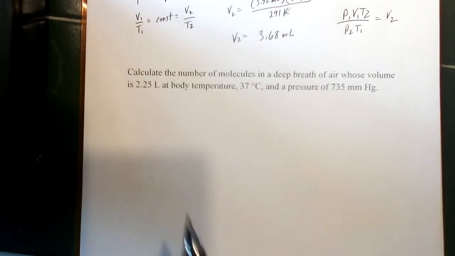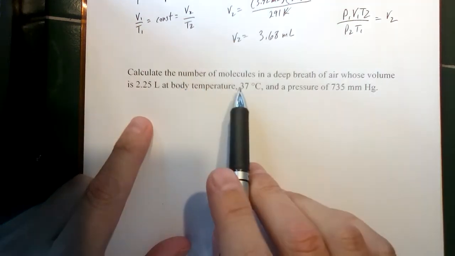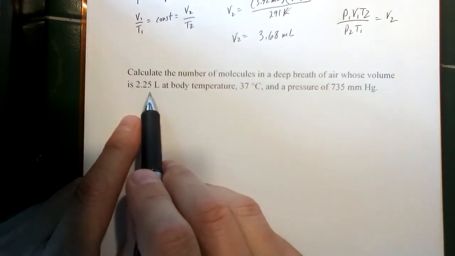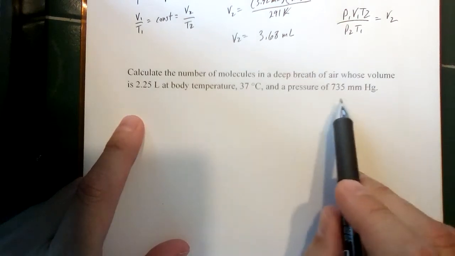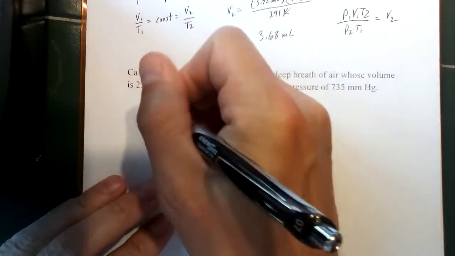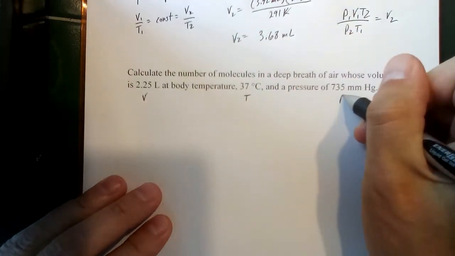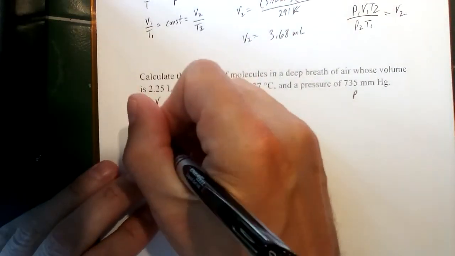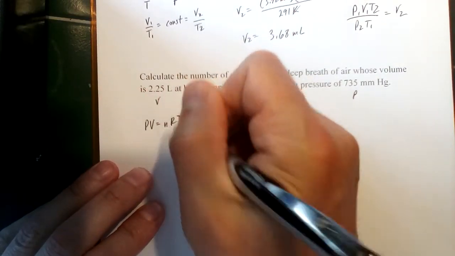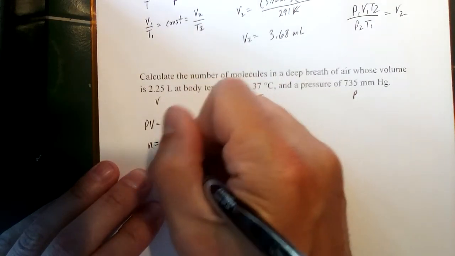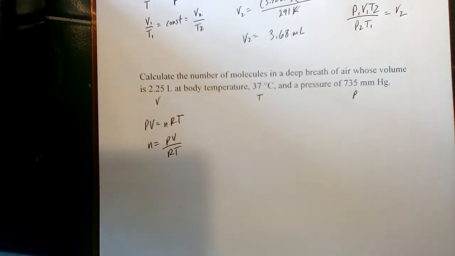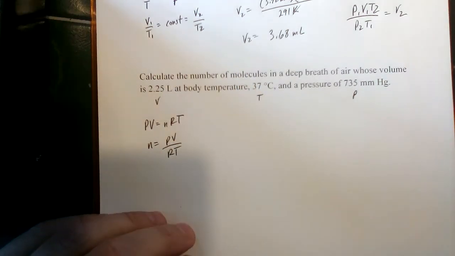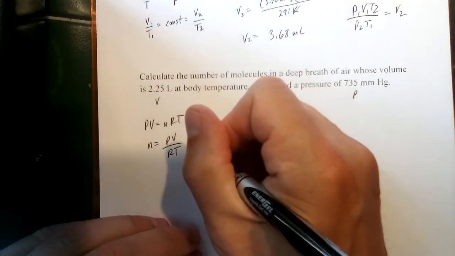All right, let's see if we can fit this next one in and not have the video get too long. We want to calculate the number of molecules in a deep breath of air given a volume, 2.25 liters, temperature, and a pressure. So there's V, T, and P, and that means the only thing missing from the ideal gas law is n. So if PV equals nRT, that means n is equal to PV over RT. And if I plug in there with the right sets of units, I can calculate moles, right? And we should remember how to convert from moles to molecules in this sample.